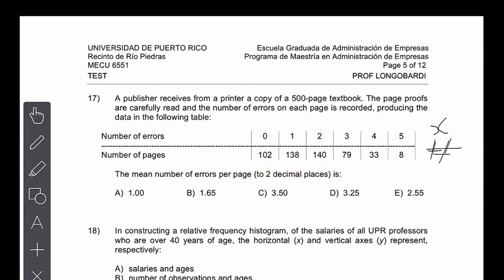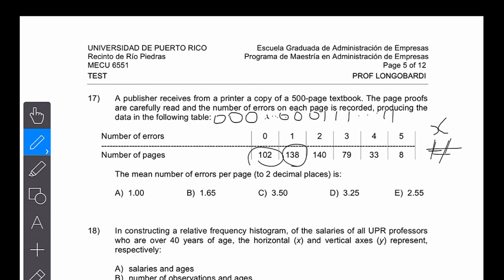significance. So rather than making a ranked list that looks like 0, 0, 0, 0, 0, 0, 102 times, and then 1, 1, 1, 1, 1, 1, 138 times, the data has been presented in this table. So we have to adjust for that fact.